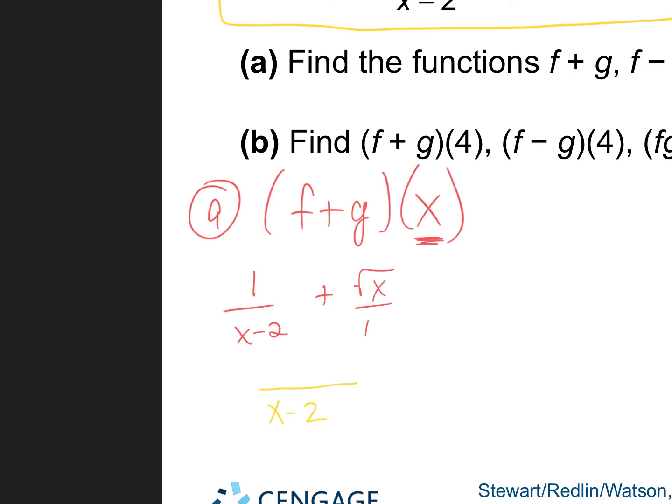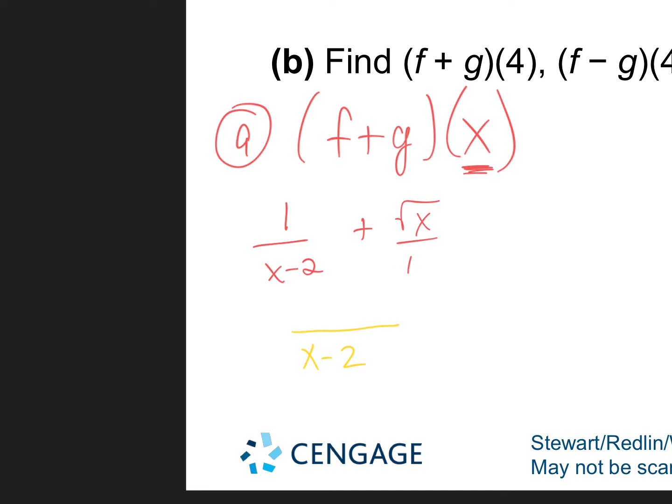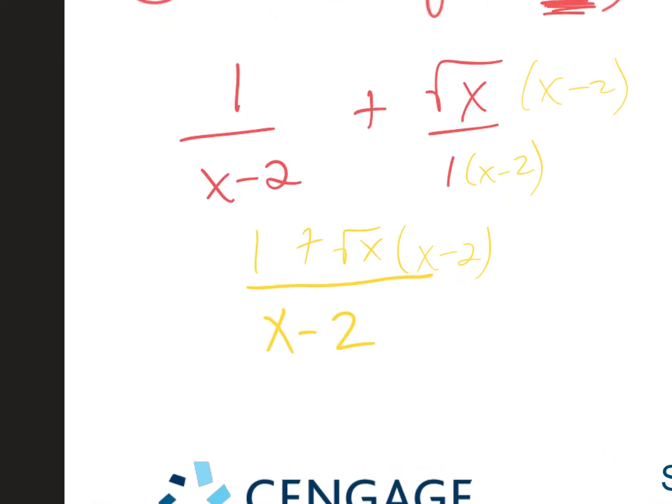Look at your first fraction. We've done rationals already. I have 1 over x minus 2. Do I have to multiply the numerator by anything? No, I just have 1. My second fraction, I have to multiply the bottom by x minus 2. What you do to the bottom, you do where? So x minus 2. So I have the square root of x times x minus 2. There's nothing else that I can do here. I cannot cross out this x minus 2 with this one. Why not?